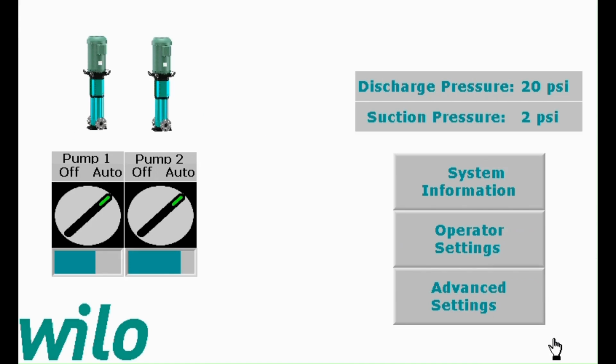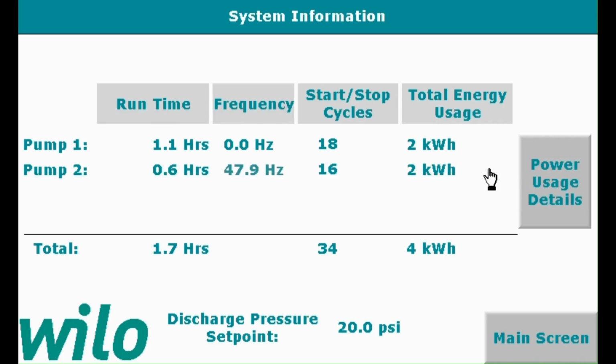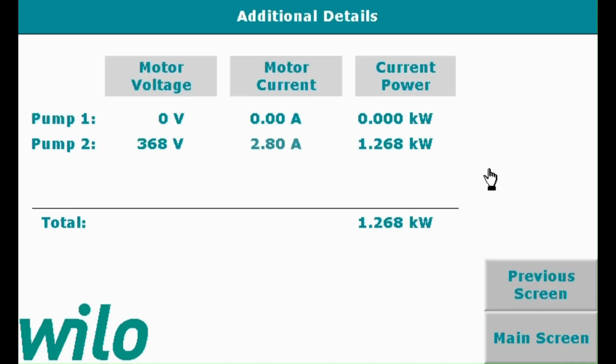The delay on the system is typically about 1.5 to 2 minutes. Now we can see pump 1 decreasing in speed with pump 2 raising in speed. We'll now perform the checks to determine if it's more efficient to turn off the pump. Going back to the system information screen and then the power usage details, we can see that the power usage is now about 1.2 or 1.3 kilowatts.